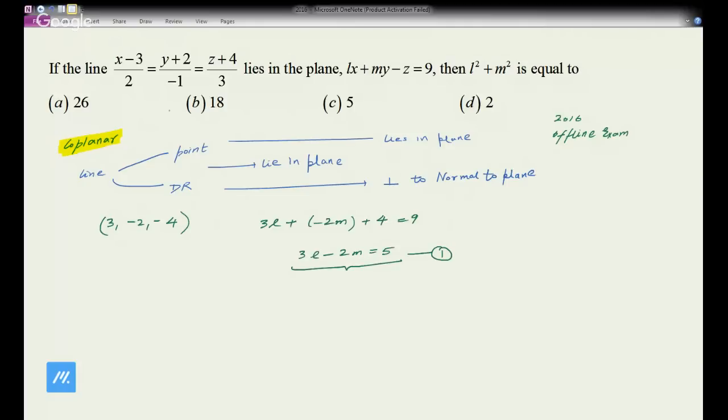So the other equation will come out from the condition of dot product. So what you will do, the normal is 2, minus 1, 3. The direction ratios are L, M, N. So their dot product should be 0 for the line to lie in the plane. Got it, guys? Again, a very simple problem. So it becomes 2L minus M minus 3 equal to 0. This is the second equation. You just have to solve first and second.